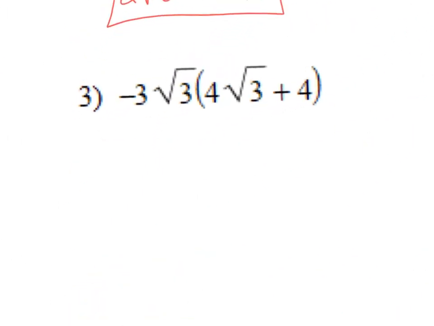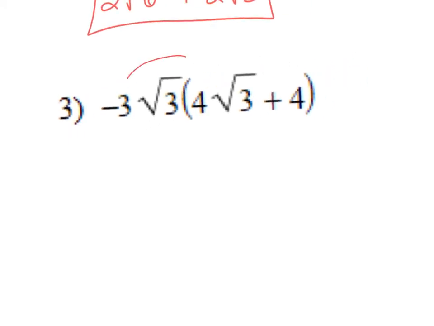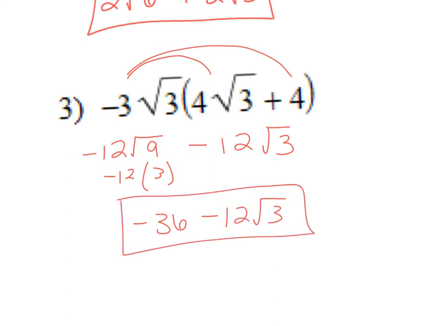All right, number 3. I'm going to go ahead and distribute this to both parts, so I get negative 12 root 9 minus 12 root 3. Okay, again, multiply outside with outside and inside with inside. Now, the square root of 9 is just 3, so really this is just saying negative 12 times 3, which is negative 36, and then minus 12 root 3. And that's going to be your answer there.